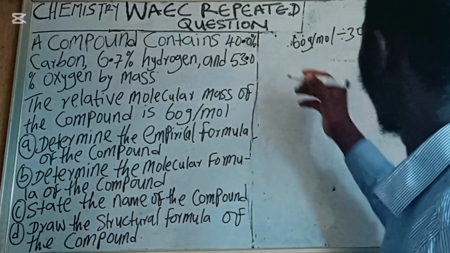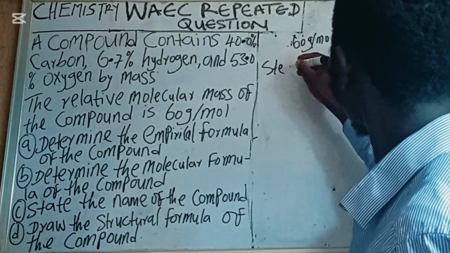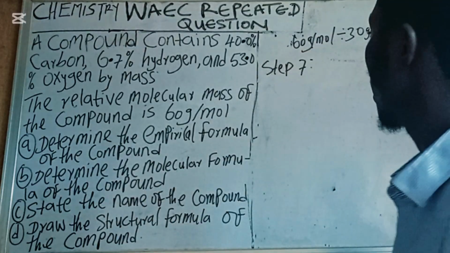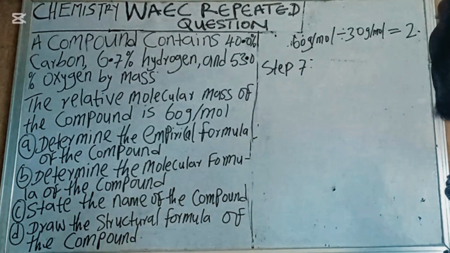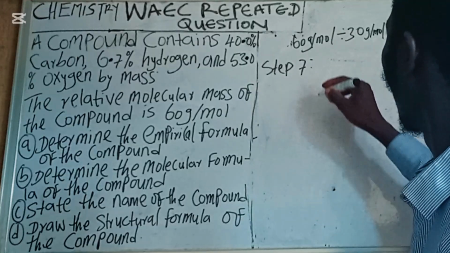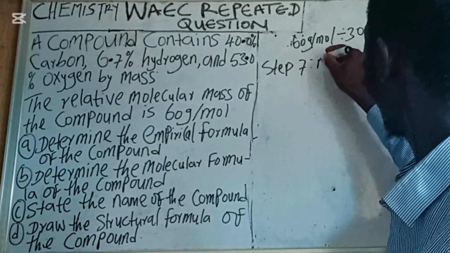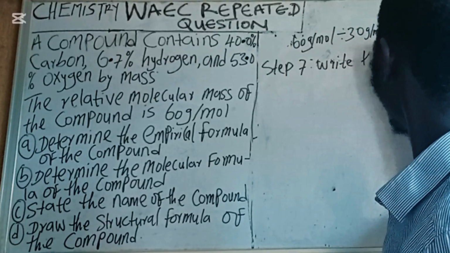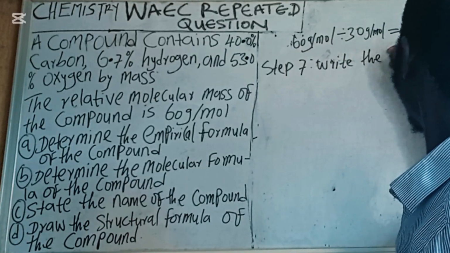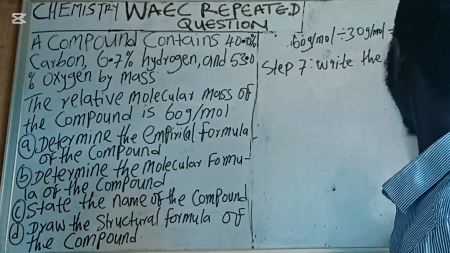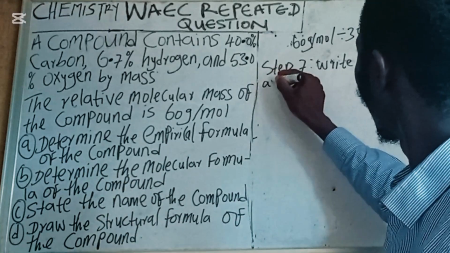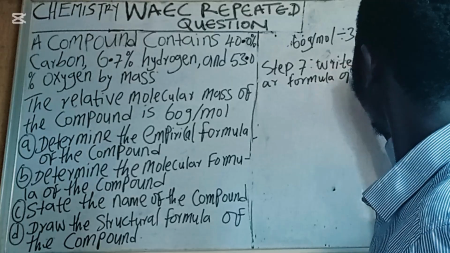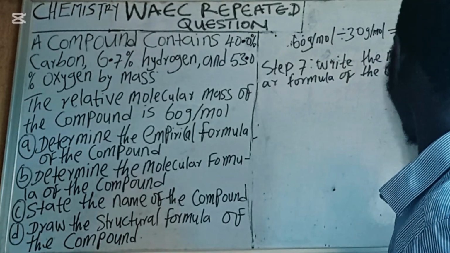Step 7. In this step, we are to find our molecular formula. So write the molecular formula of the compound.